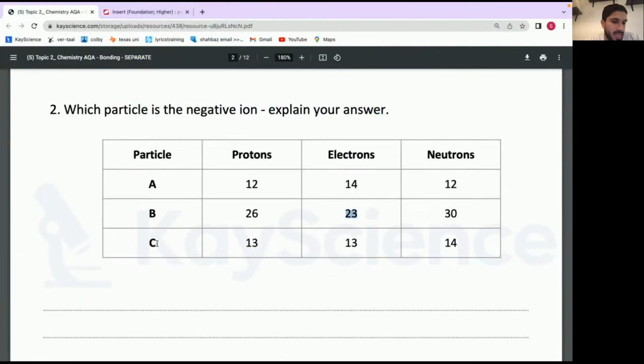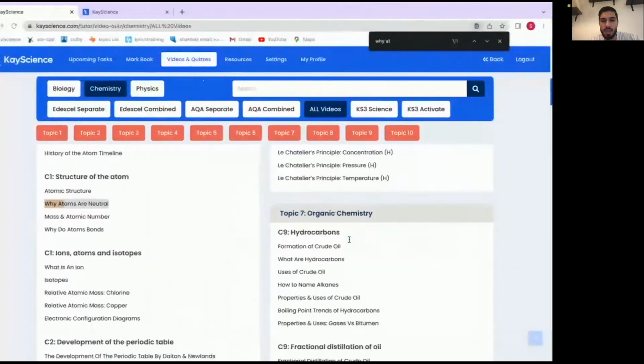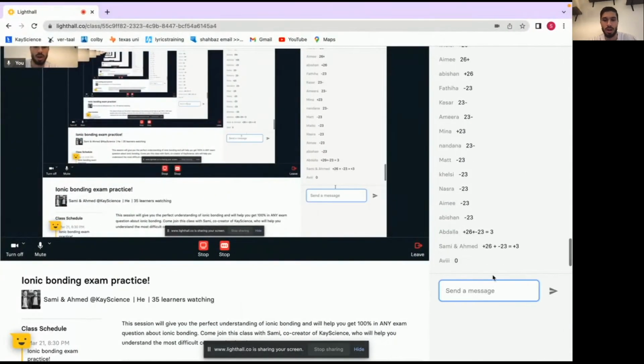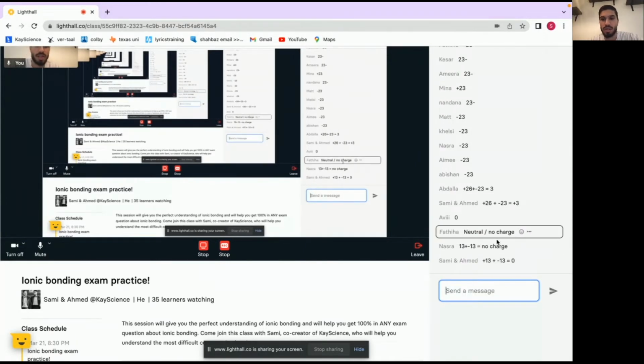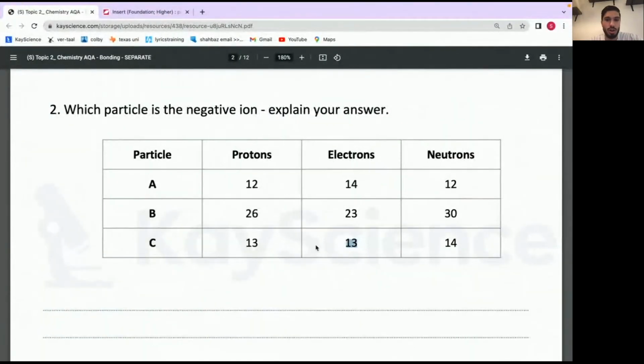Now let's just double check C to make sure there are no mistakes. Particle C has 13 protons, which is +13, 13 electrons, which is -13. Do a simple addition, +13 plus -13 equals 0. So thank you, Nesta. That is a charge of 0. So therefore, the answer has to be particle A.